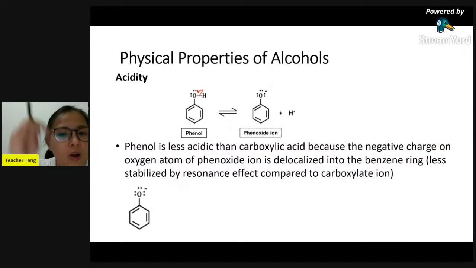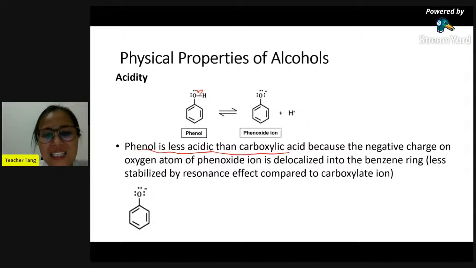So phenol is less acidic compared to carboxylic acid. So why is it less acidic? Again, phenol is acidic, which means it can donate the hydrogen ion to give us the phenoxide ion. This phenoxide ion is the conjugate base. So phenol being less acidic than carboxylic acid means that the conjugate base of phenol, the phenoxide ion, is less stable compared to the conjugate base of carboxylic acid.